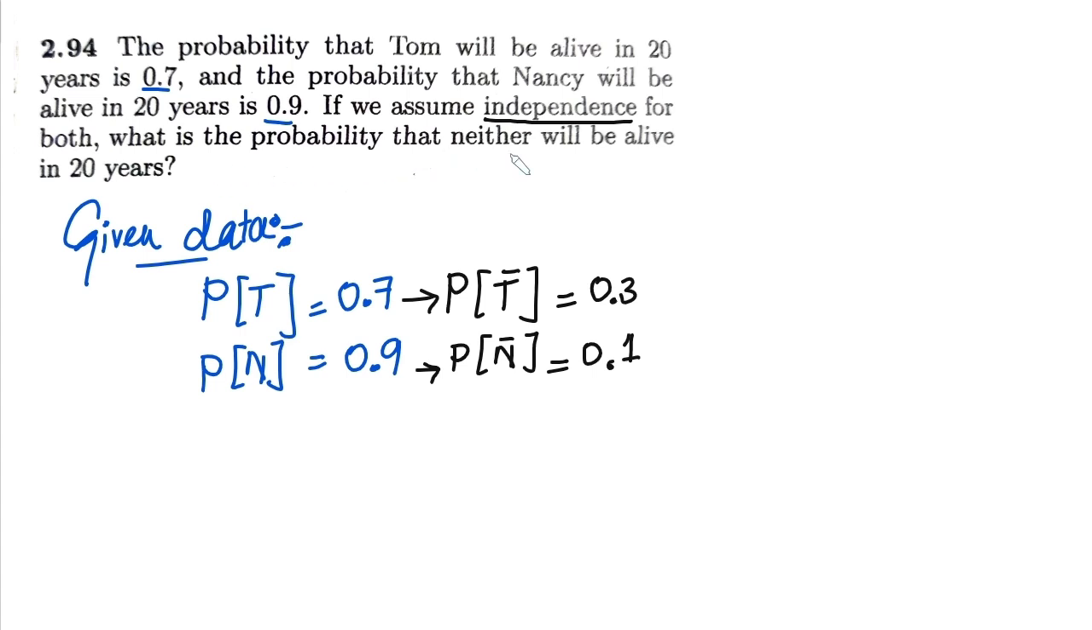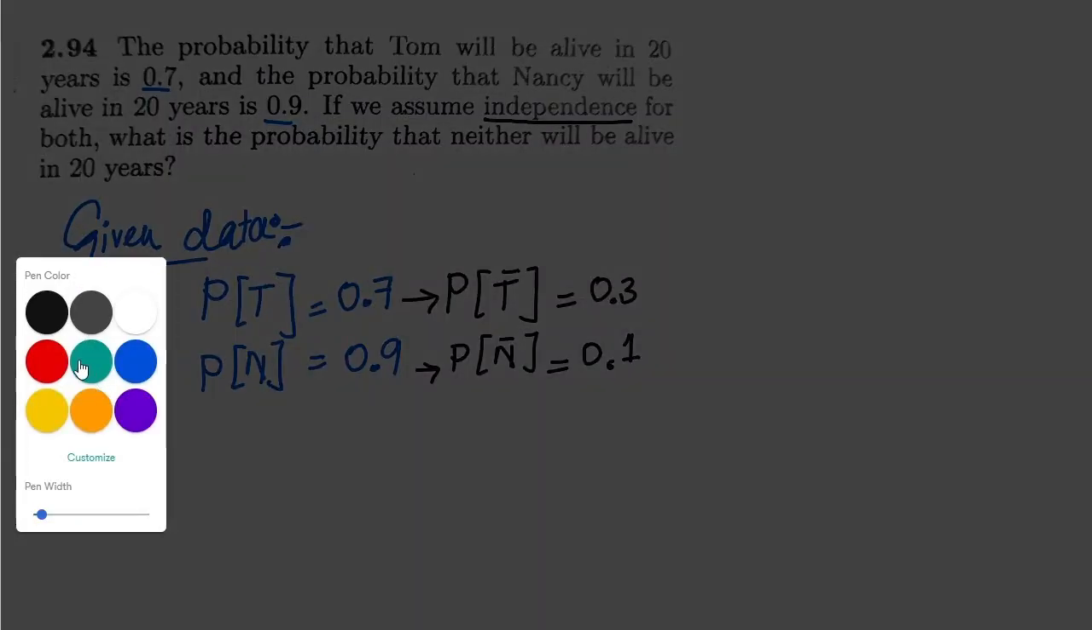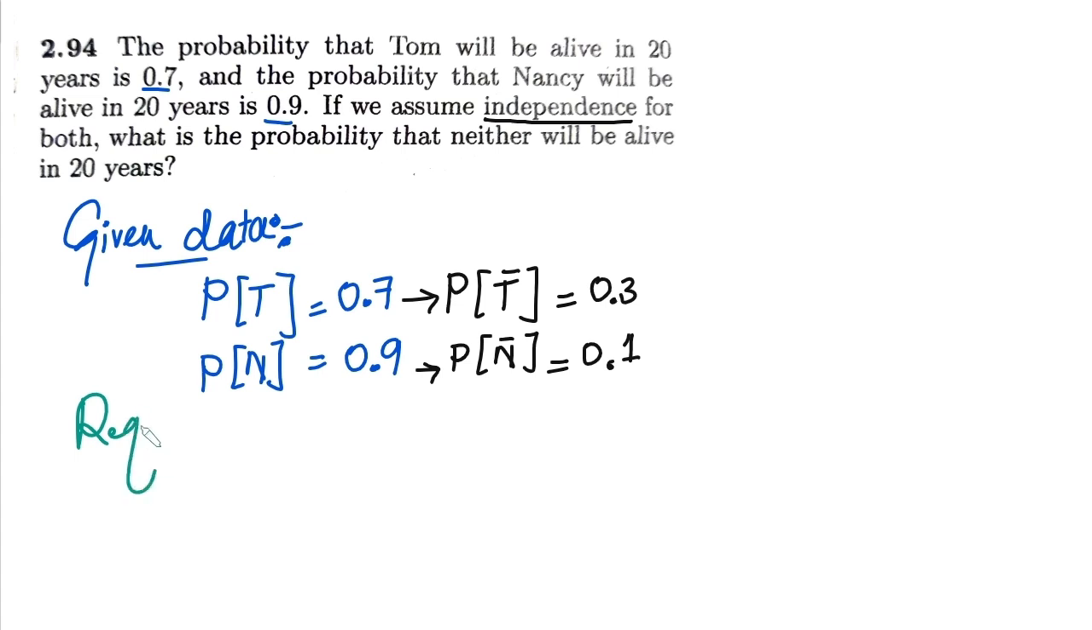What is the probability that neither will be alive in 20 years? So we have to find out what here. In terms of mathematics, we have to find out that neither T nor N will be alive in 20 years. So that is the probability that neither Tom nor Nancy, with the intersection symbol for nor. We have to find the probability that none of them will be alive.